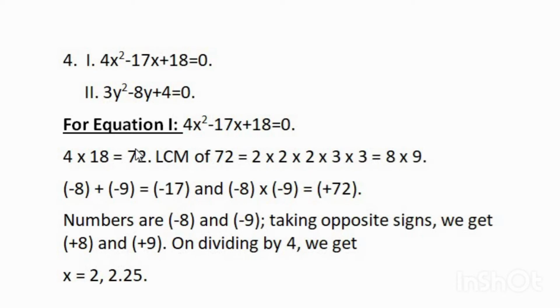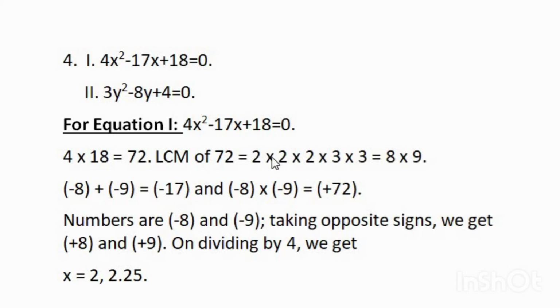Going to the fourth workout question. The equations are 4x square minus 17x plus 18 equal to 0, and 3y square minus 8y plus 4 equal to 0. And for equation 1, the numbers are 4 and 18 in the x square term and the constant term, right? So 4 into 18, it is equal to 72. Then take the LCM of that number.